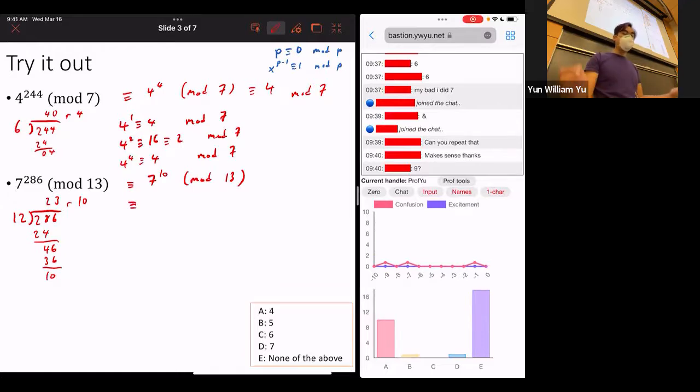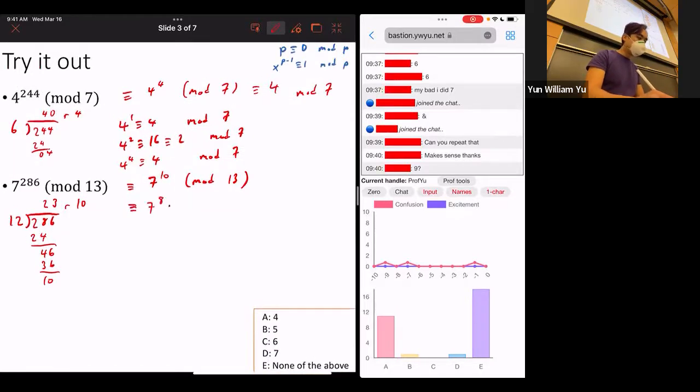Well, if you break it up, unfortunately, you do need to use the powers of 2 method once you've found this stage to figure out what that actually is. Or you can just multiply 10 times, and that will also get you an answer. What I'm going to do, this is 7 to the 8 times 7 squared, right? And the question is, what is 7 to the 8 and 7 squared? Well, 7 to the 1 is congruent to 7. 7 squared is congruent to 49, which is congruent to, what is 49 congruent to? Divided by 13, 13 times 3 is 39, so this is congruent to 10.